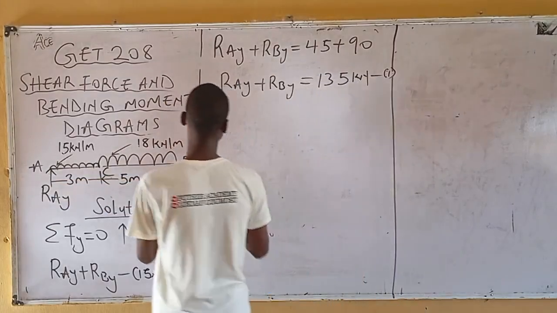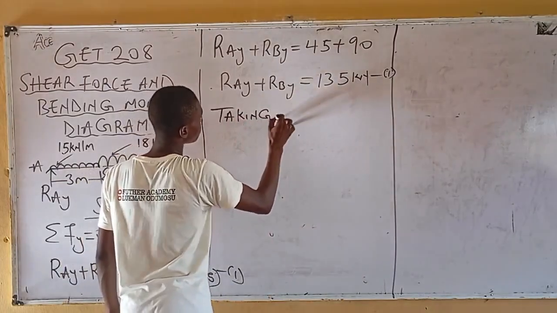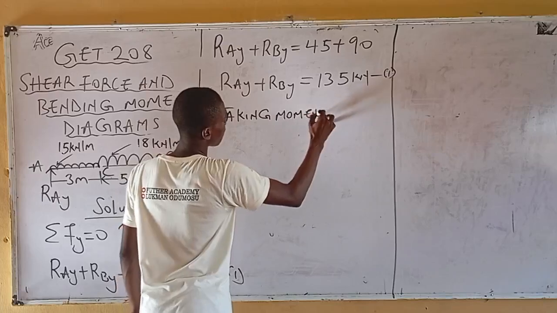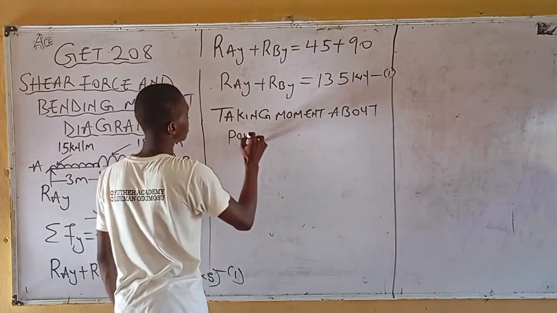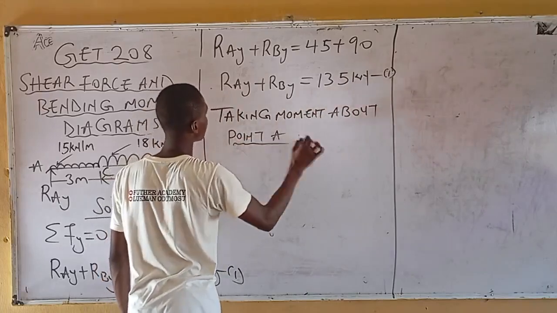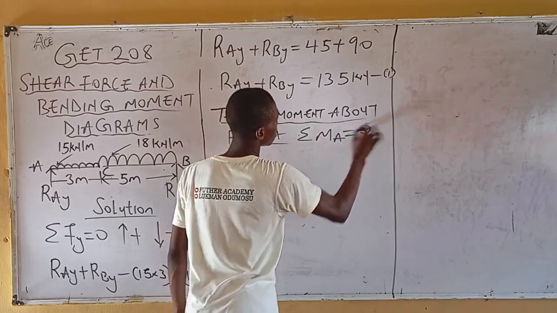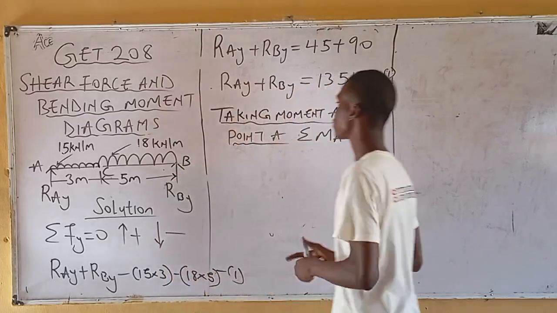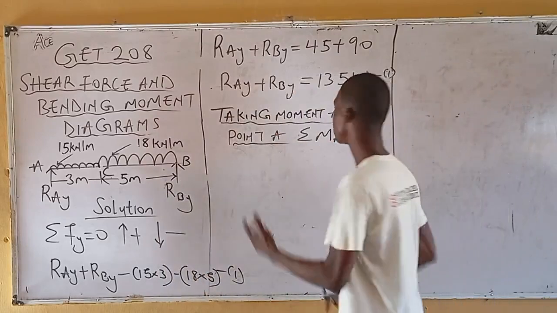It attracts marks also. Taking moment about point A. Taking moment about point A. Mathematically, you have this. Now, taking moment about point A, you already know how it works for moment.